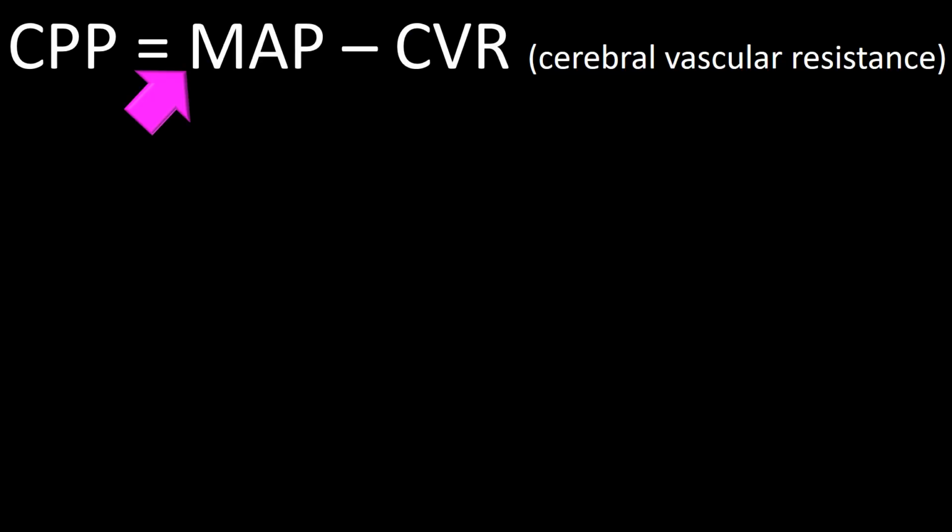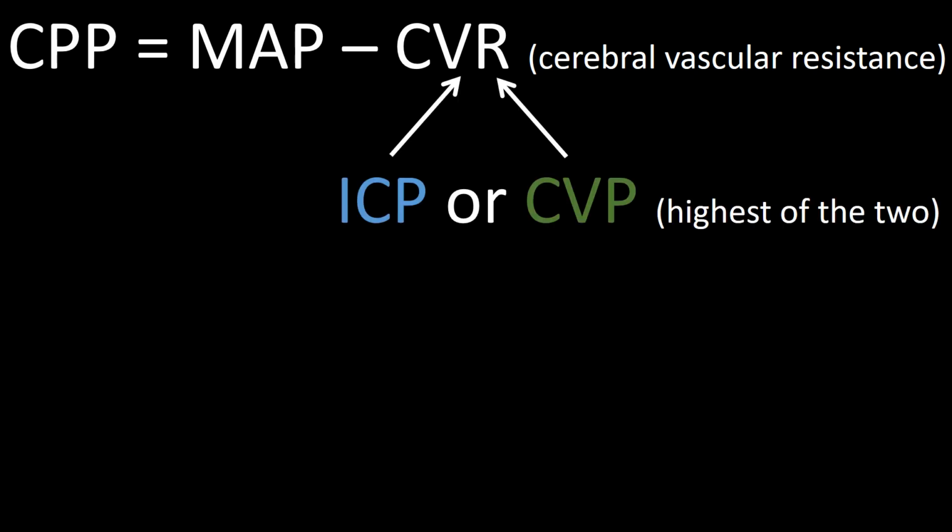Cerebral perfusion pressure results from two conflicting forces. One force is the mean arterial pressure. The other one is cerebral venous resistance. The mean arterial pressure pushes intracranial blood, and cerebral venous resistance resists the push. The cerebral venous resistance is equal to either the intracranial pressure or the central venous pressure, whichever one is higher.